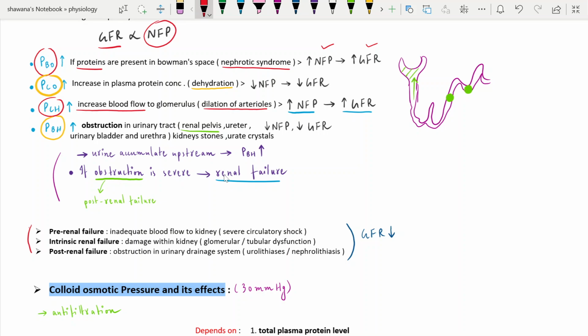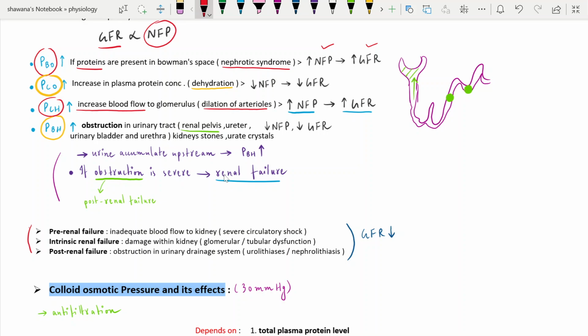There are three kinds of renal failure as far as we are in the discussion. The pre-renal failure means that something is happening before the kidney. Before the kidney means that it can happen in the blood. For example, in case of inadequate blood flow towards the kidney, in case of severe circulatory shock or hypotension, no blood is flowing towards the kidney. So it is the pre-renal failure.